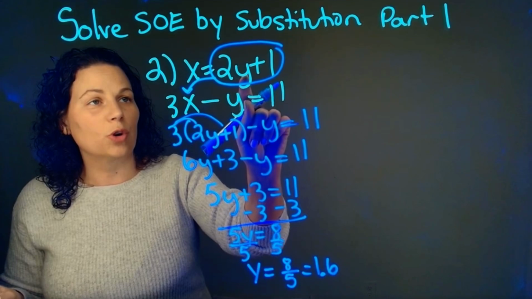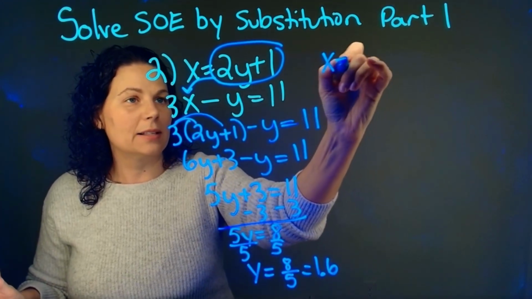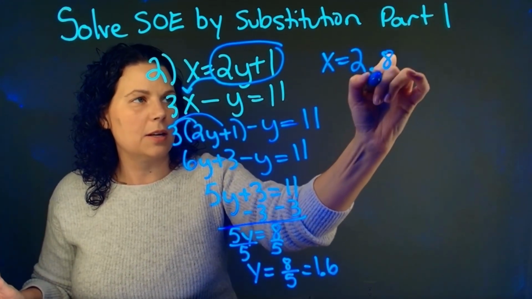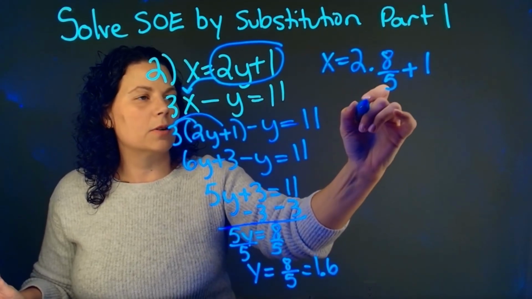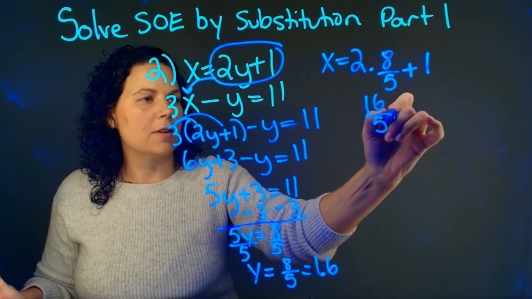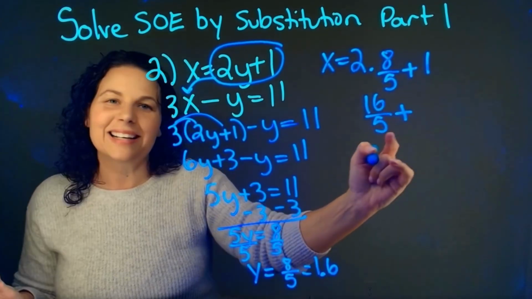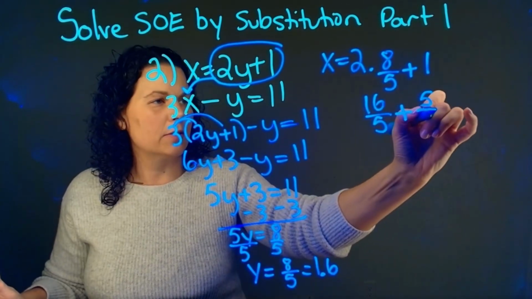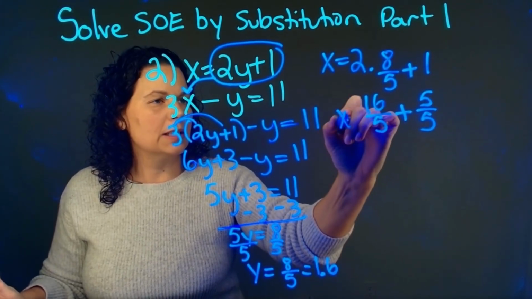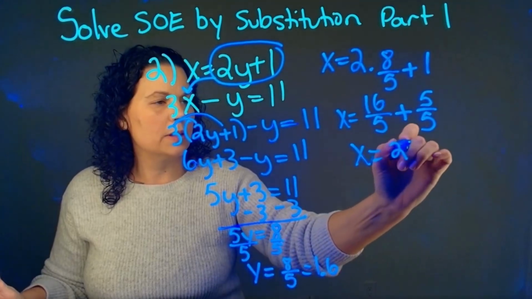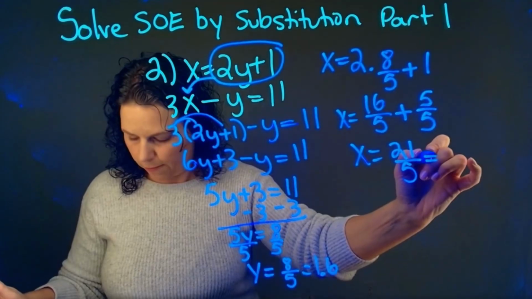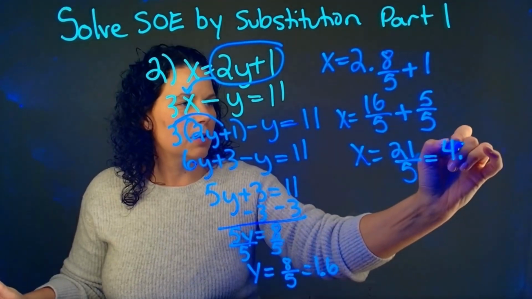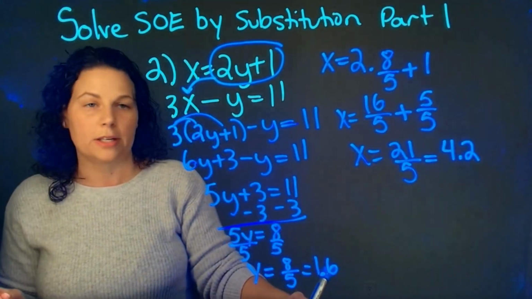So I'm going to plug it in right here for y. x equals 2 times 8 over 5 plus 1. 2 times 8 over 5 is 16 over 5 plus 1. But I need a common denominator. I'm going to change that to 5 over 5. That's going to give me that x equals 21 over 5, which if you want that as a decimal, is 4.2. I worked these out earlier, so I have that answer already ready to go.